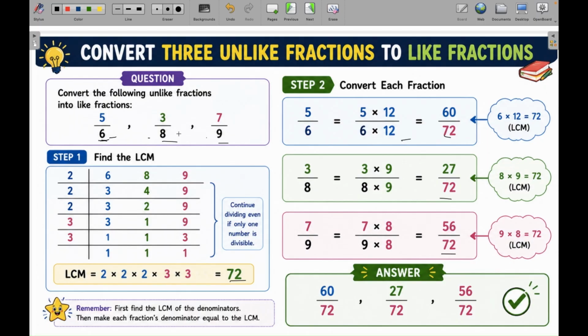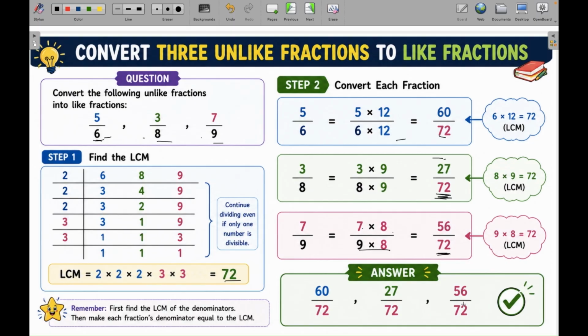Okay. Next, 3 by 8. If I multiply 8 with 9, I'll get 72. Right? Which is here. So I should also multiply 3 with 9. So I'll get 27. Right? 7 by 9. If I multiply 9 with 8, I'll get 72. So I'll also multiply 7 with 8. So I'll get 56 by 72. So we have converted these 3 fractions to like fractions.